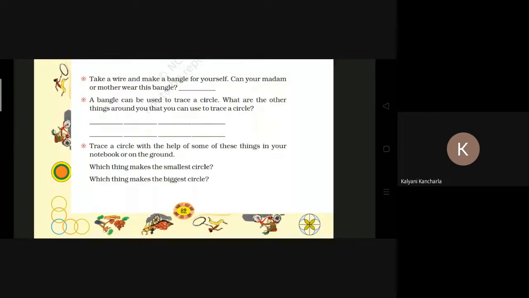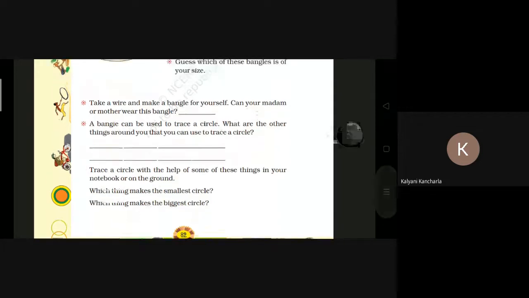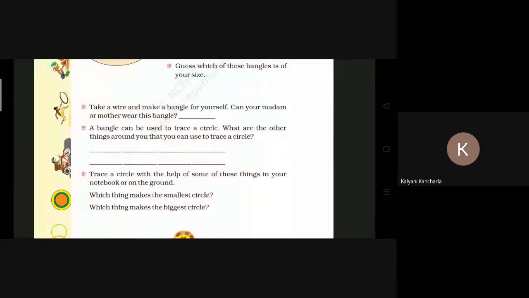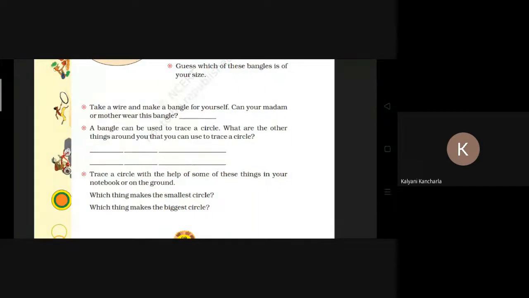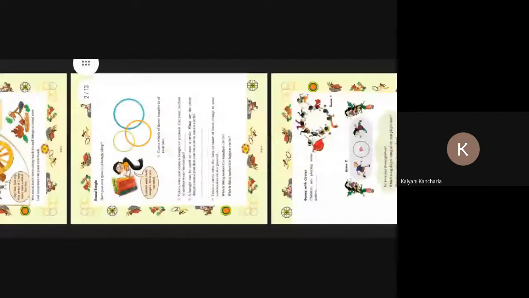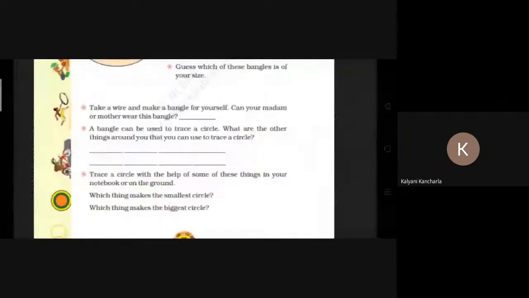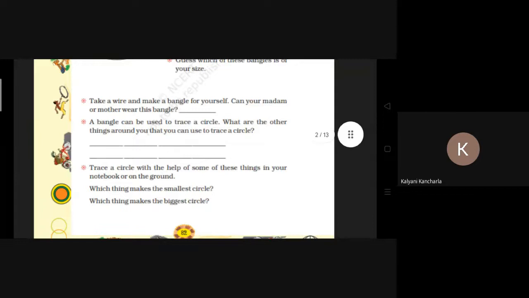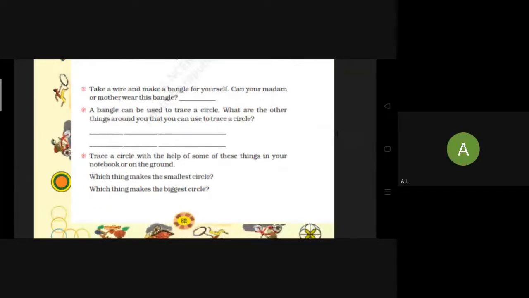What are other things around you that you can use to trace a circle? आप बैंगल यूज करके एक सर्कल ड्रॉ कर सकते हो, राइट? सो और कौन सी चीजें हैं आपके आजू बाजू में जो आप सर्कल ड्रॉ करने के लिए यूज कर सकते हो? कॉइन एंड बबल. यस, बबल आल्सो. यस, वेरी गुड. सर्वेश, व्हाट डू यू थिंक? अगर आपको सर्कल ड्रॉ करना है तो आप कौन सी चीज लेके करोगे? चॉक.